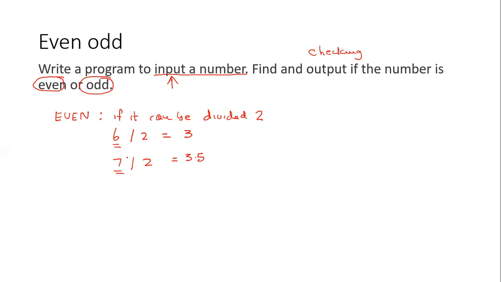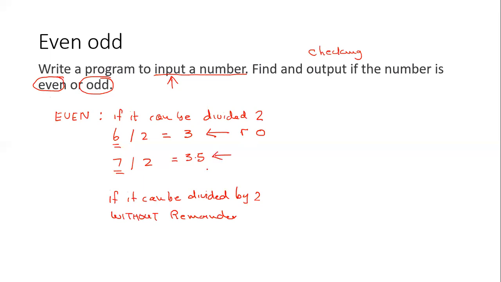The right way of knowing when a number is even is to say if it can be divided by 2, and the key part to this is without remainder. So if we look at the first case, 6 divided by 2, the remainder was 0. And in this case, 7 divided by 2 is 3.5 if we put this into a calculator. But if we perform long division, 2 can go into 7 3 times, and your remainder is 1.